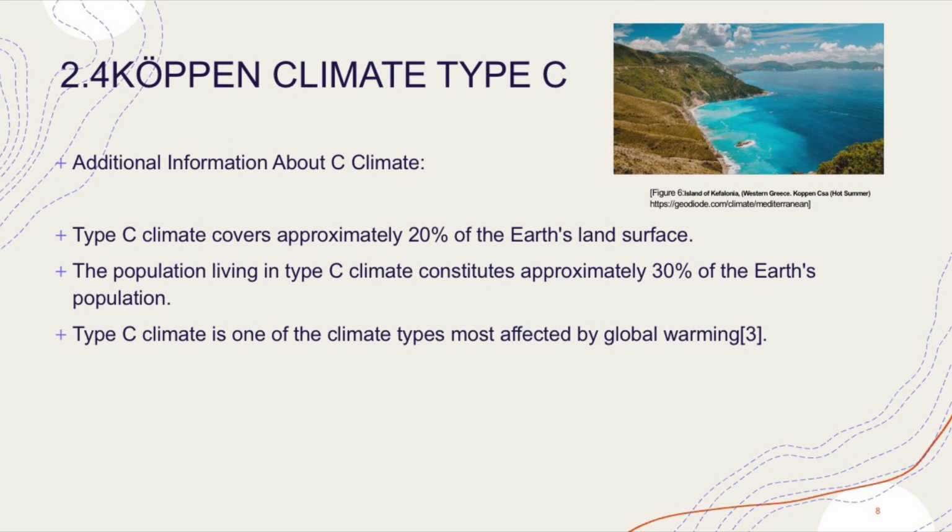Additional information about C climate. Type C climate covers approximately 20% of the Earth's land surface. The population living in type C climate constitutes approximately 30% of the Earth's population. Type C climate is one of the climate types most affected by global warming.